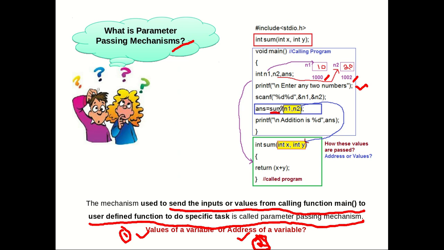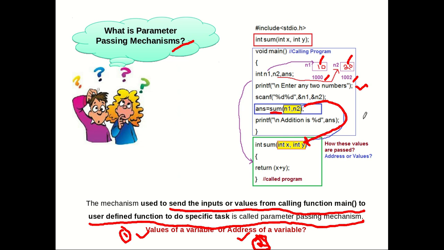We are calling this function by passing what here? Variables. So what is n1? n1 is nothing but 10. What is n2? n2 is nothing but 20. Means we are passing values to the function body here.